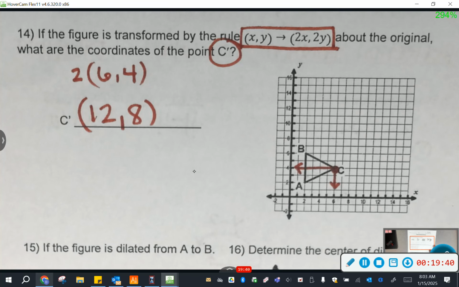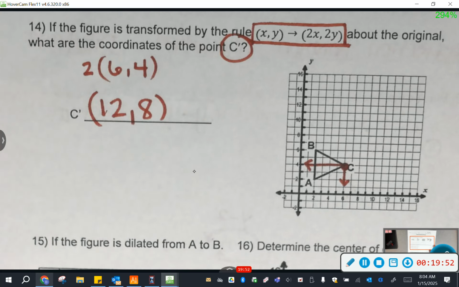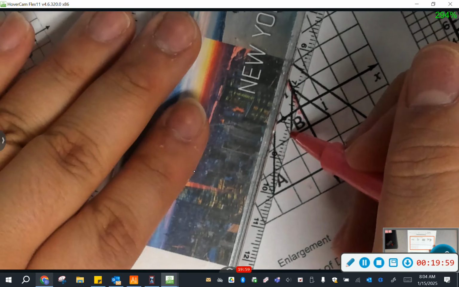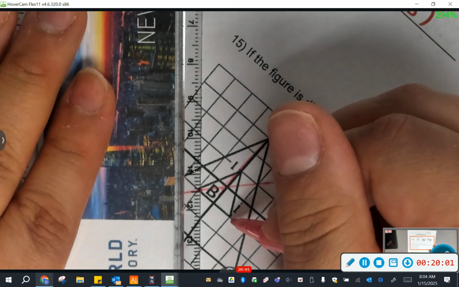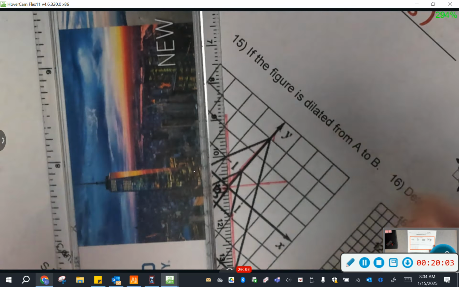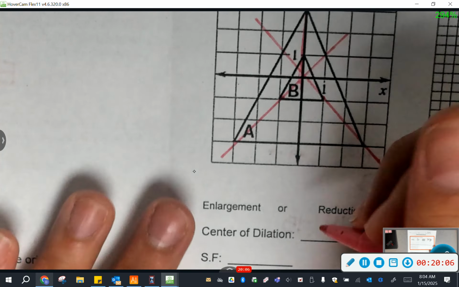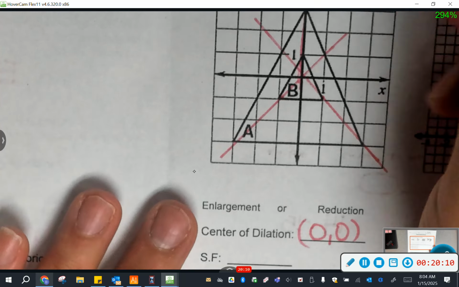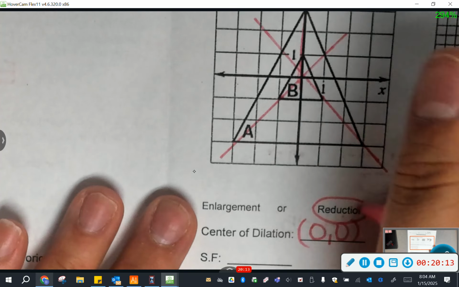Real quick, don't leave on me just yet. I want to do the last ones. Remember, this is just like the warm-up we did today. Center of dilation. You are going to use your badge or a ruler tomorrow, and you are going to connect the points. Connect these and connect these. Where do all of these cross? Negative 1. Oh, sorry, 0, 0. From A to B, this is a reduction.